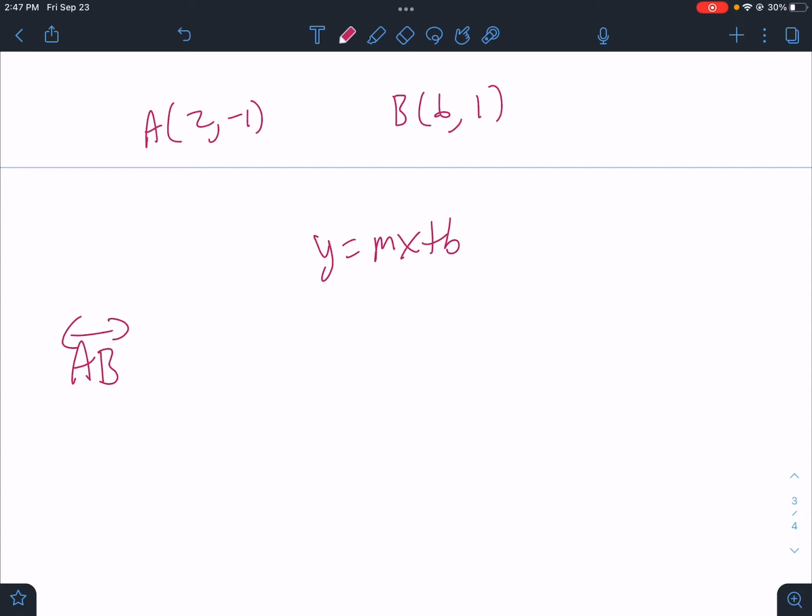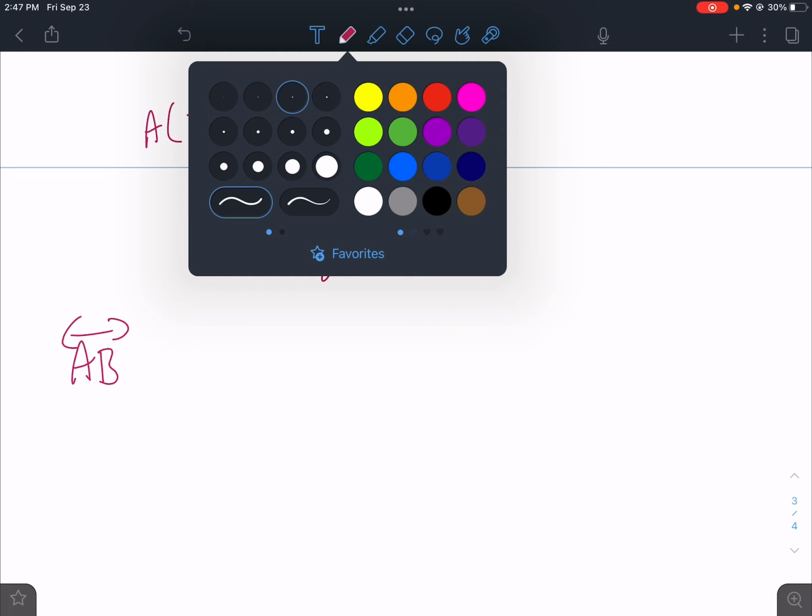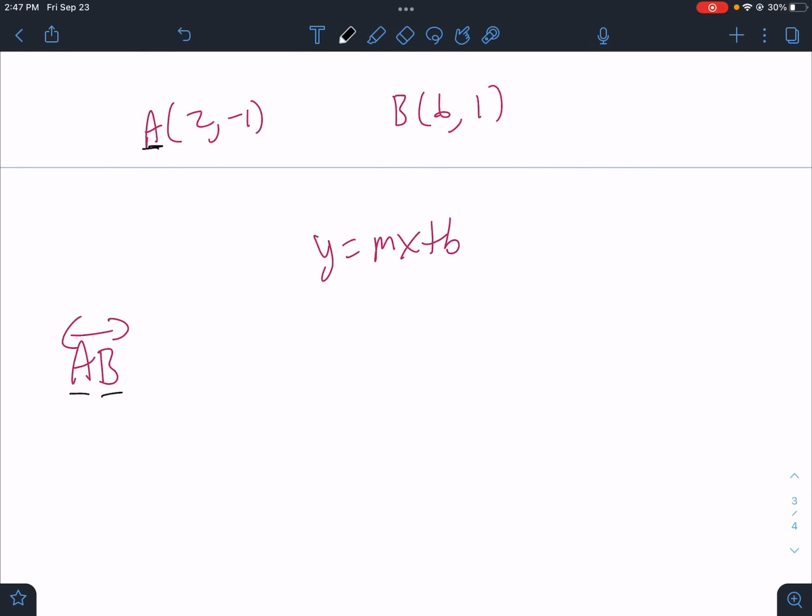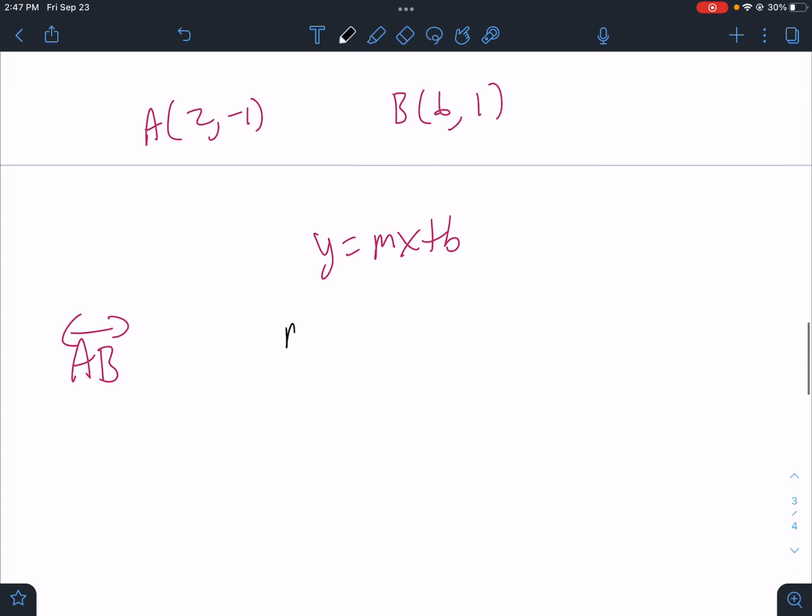So what is that equation? I need two things. I need a point and a slope. Well, I already have a point, right? A or B. I have both of them, so I can pick. It doesn't matter which one I use. But I do need the slope. So let's do that first. So what would the slope be?